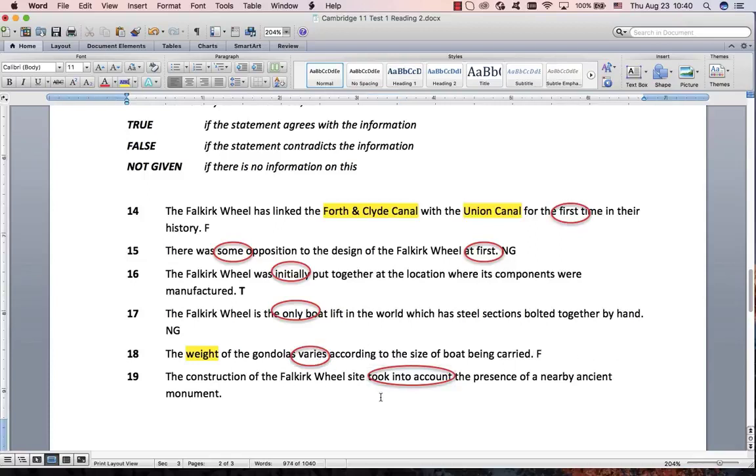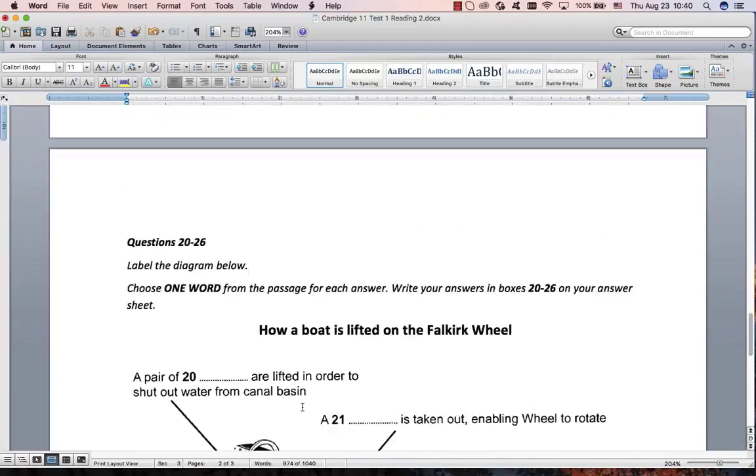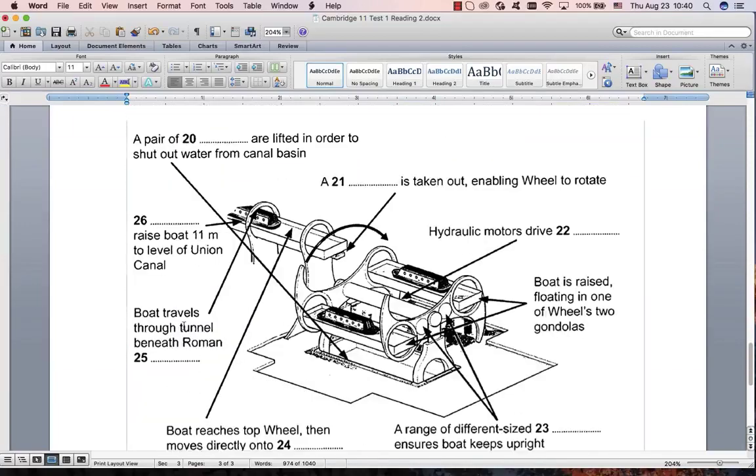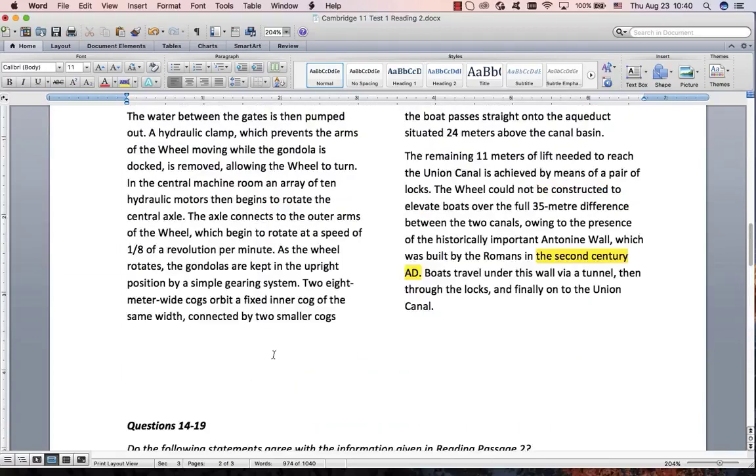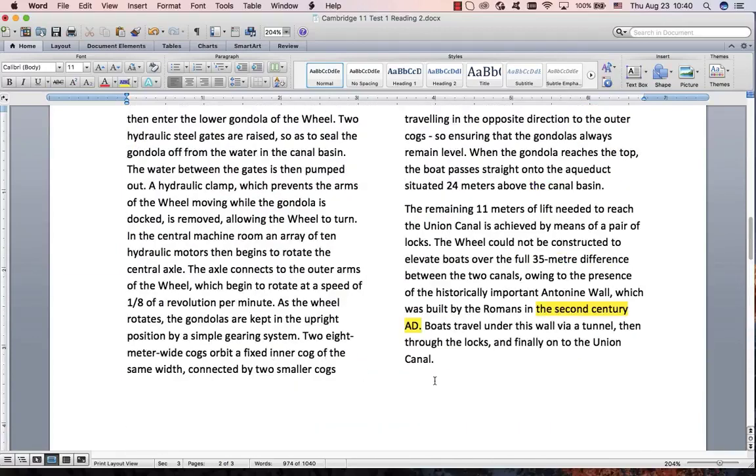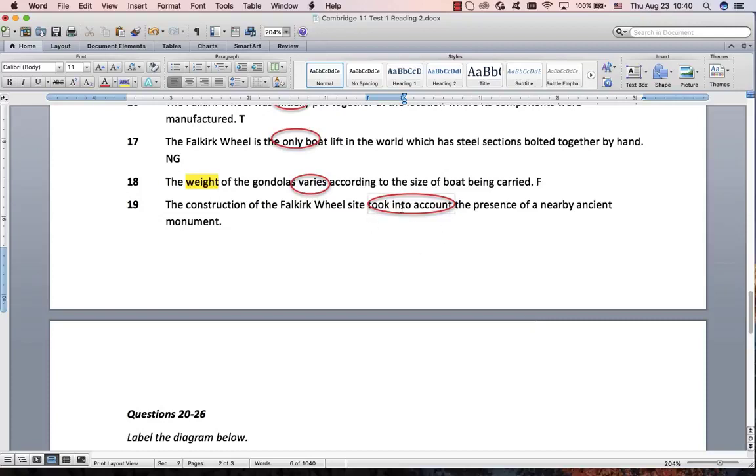And finally, if you could find it, did they take it into account? We know from this that they went under the Roman wall because they didn't want to destroy the Roman wall. It could not be constructed there because of this Roman wall, so then they went under the wall. They did take into account. Did they take into account or not? Yes, they did. So that was true.